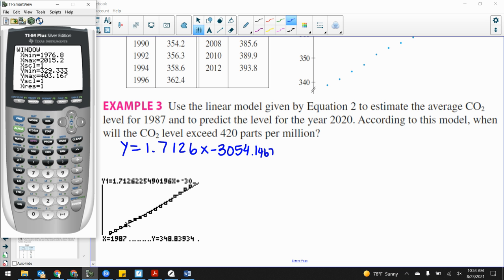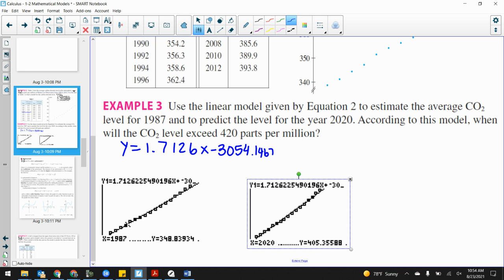So we're just going to manipulate our window a little bit. The x maximum was 2015. Let's make that 2025. And now when we go to interpret our data, it's going to find it. So we go 2nd Calculate, value, oops, don't do that, and now when we go to 2020, it's going to find it. It's going to say, at 2020, the CO2, I wonder if we can look this up, I wonder if that's actually predicted to be true, is 405.36 parts per million.